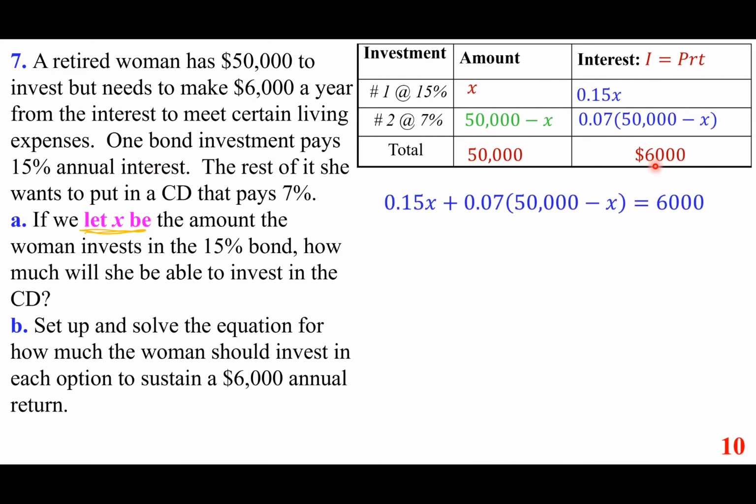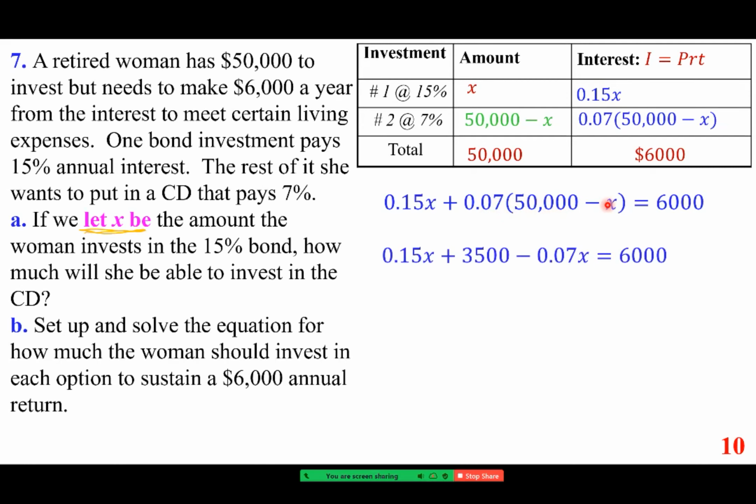Well, we are practically done. We are going to distribute, and I hope you know when you want to multiply these two, basically multiply 7 and 5, it's 35. This has 2 decimals, this has 4 zeros. We have 4 minus 2, 2 zeros, so it's 3,500. This is minus 0.07x, and the right side doesn't change.